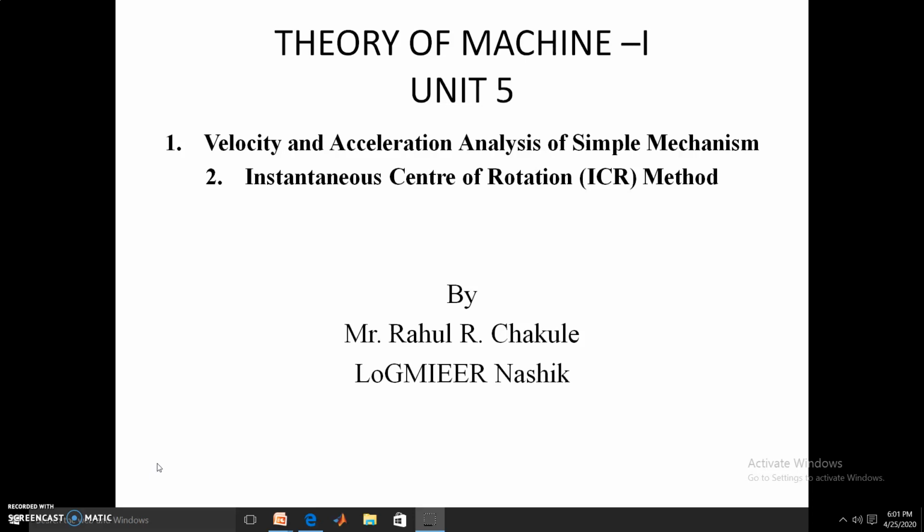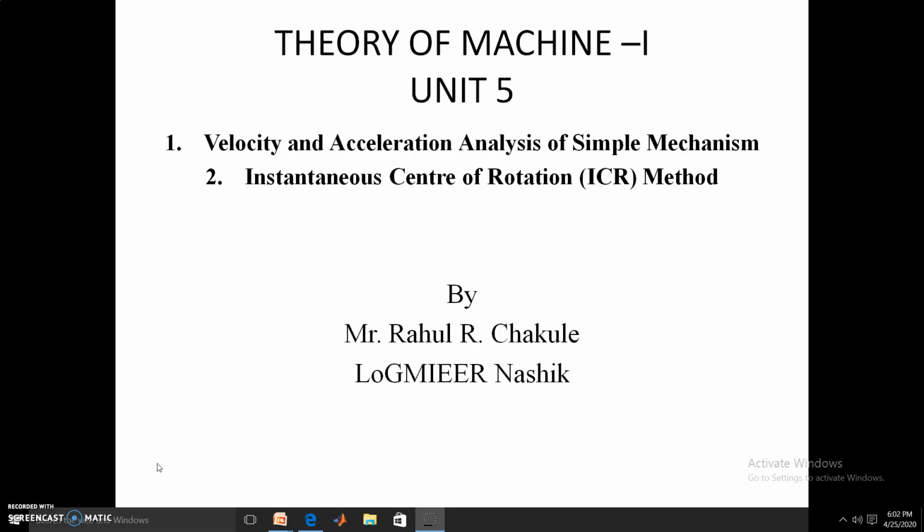Today again we are taking the third problem on ICR method. In the previous two problems, we have taken one problem on 4-bar mechanism and one problem on slider crank mechanism, and we have used the basic things regarding the IC. So we have seen the different properties of IC, the different types of IC, Kennedy's theorem, how to calculate the number of IC in a given mechanism, and the different steps incurred while solving the problems, by taking the two problems of slider crank mechanism and 4-bar mechanism in the previous two video lectures.